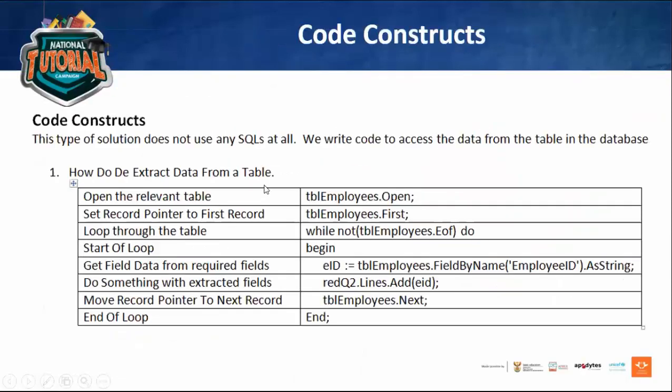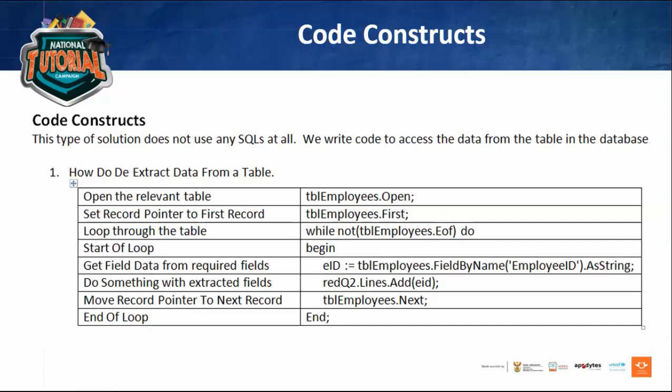Okay, code constructs is basically using code to access the data. Oh, I made a mistake here with the spelling, sorry about that. It's supposed to be we extract data from a table, right? So this is your algorithm, guys. See on the left-hand side here, this column here, this is your algorithm. This is what you would do step by step.